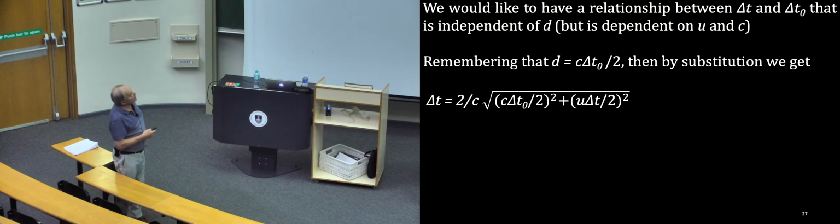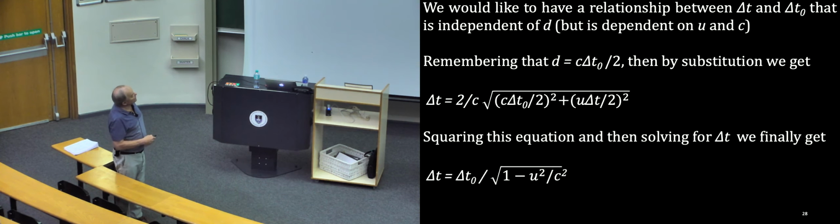Now remember that d is equal to c delta t naught over 2. Then by substitution, we get this equation here. It's the same square root, it's just got a few more variables thrown in. But that equation there can be simplified. If you square it and then solve for delta t, you get this equation here. Delta t is equal to delta t naught over the square root of 1 minus u squared over c squared. And that is the time dilation equation.